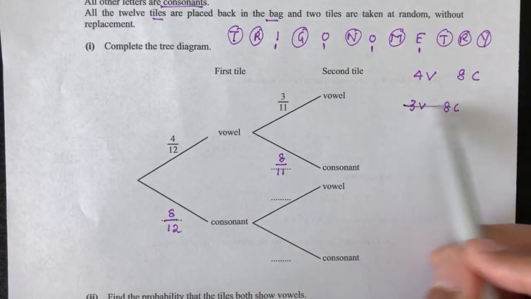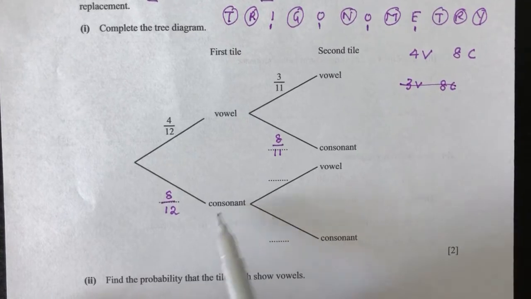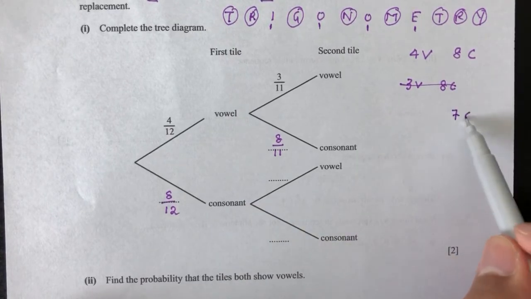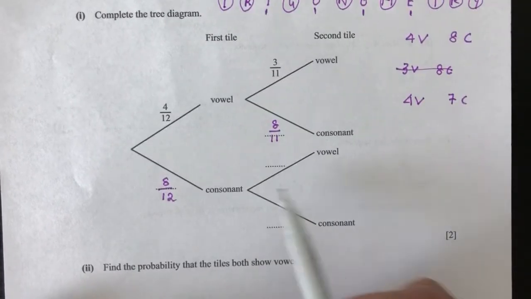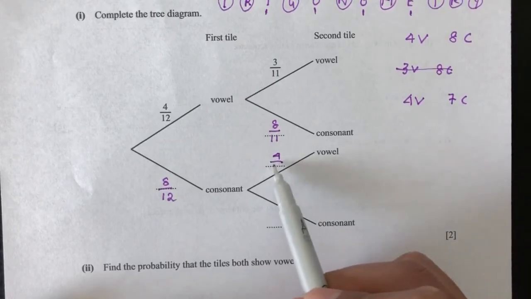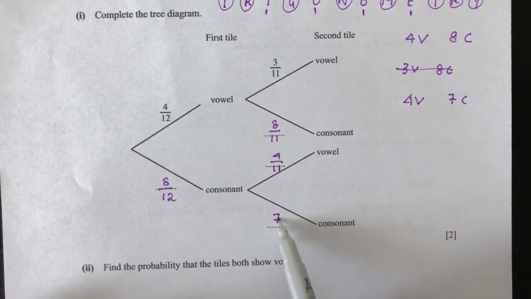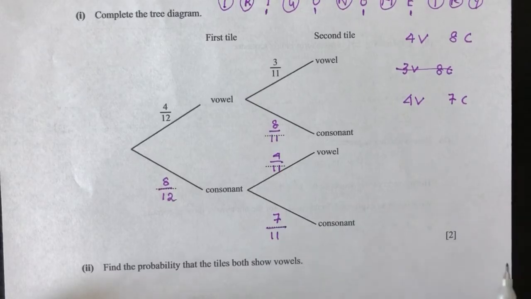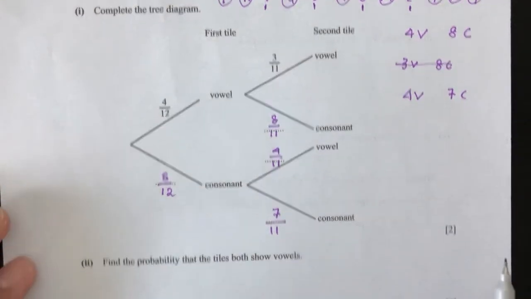Now forget about this now. If you take off 1 consonant, you will have 7 consonants remaining and 4 vowels. So this one will be 4 over 11. This one will be 7 over 11. And this is your tree diagram for part 1.